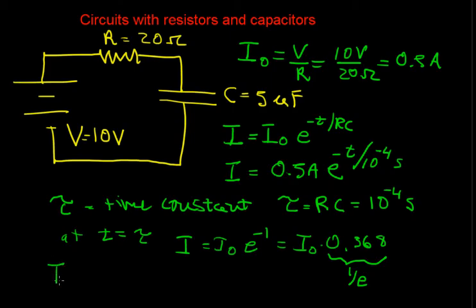And so the current at t equals 10 to the minus 4 seconds, or t equals 1 time constant, is just 0.368 times 0.5 amps, which is 0.184 amps. And so I could plug in anything for t, but usually what we want to know is the value of the current at some particular time. Or we might ask the question, what's the charge on the capacitor at some particular time? And so we'll do that on the next screen.